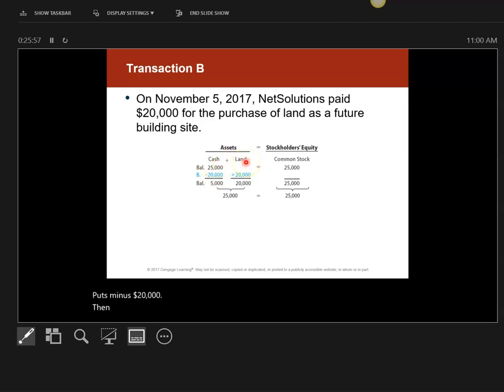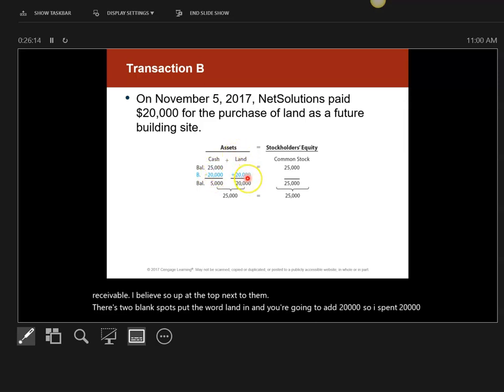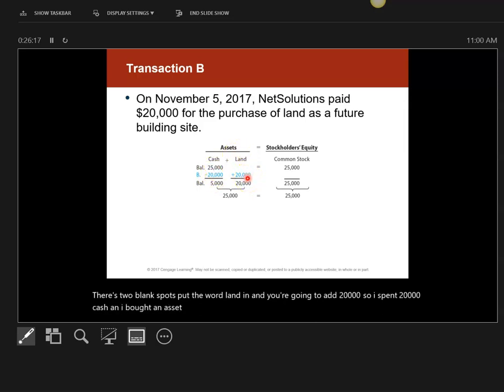Then we bought land. Okay, so under assets, you only have cash and accounts receivable, I believe. So up at the top next to them, there's two blank spots. Put the word land in, and you're going to add 20,000. So I spent 20,000 cash, and I bought an asset, something I own.